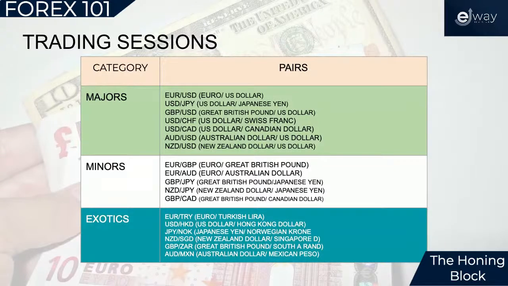However, what we can do is potentially take a screenshot of this and just have this in knowledge. Now, let's just deal with this one row at a time. So what are the majors? The major pairs are Euro USD, USD JPY, GBP USD, USD Swiss franc, USD CAD, AUD USD, NZD USD.